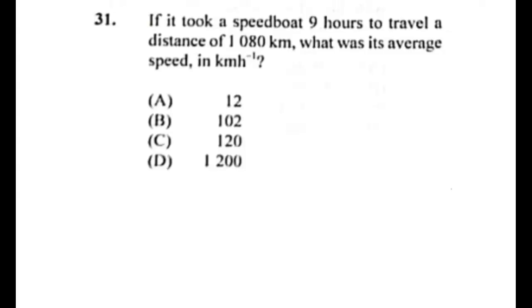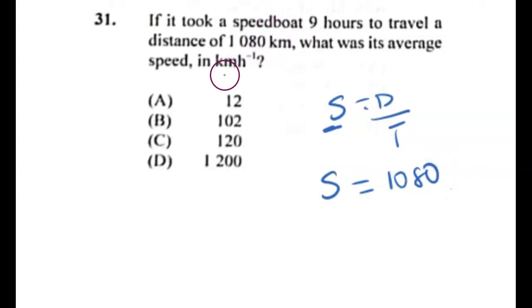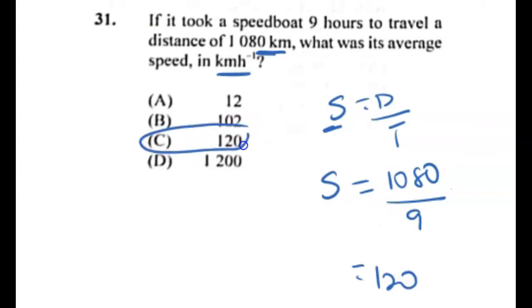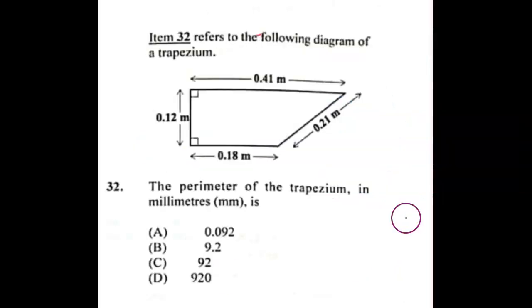Right, so number 31 refers to distance and time. So we know the formula, speed is equal to distance over time. Now what they're asking us for, what is the average speed? So we don't know the speed. Do we know the distance? Yes, the distance is 1080 kilometers, and they wanted it in kilometers per hour. So yes, we're working with kilometers very nicely, and we're dividing by the time, which is again in hours. So that's really good. So just dividing these two, I will end up getting 120. So 120. C is the answer for number 31.